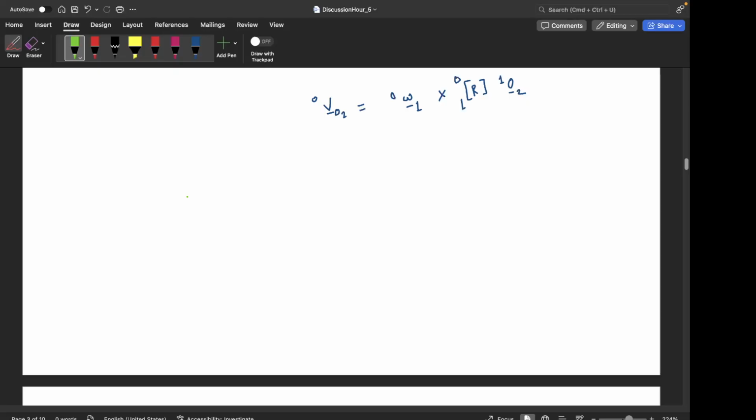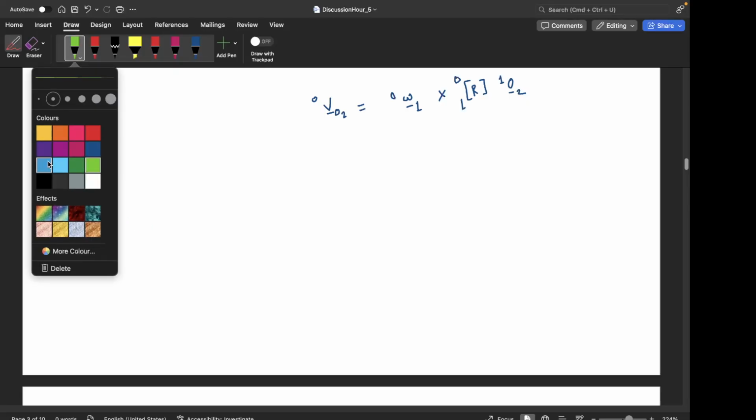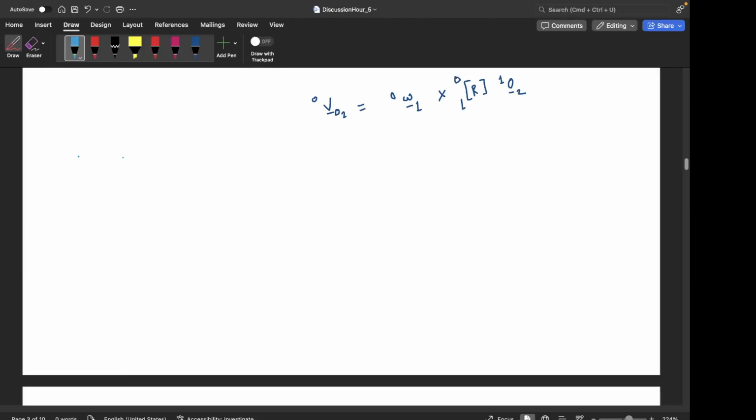Okay, so we now do the velocity propagation for a 2R manipulator.